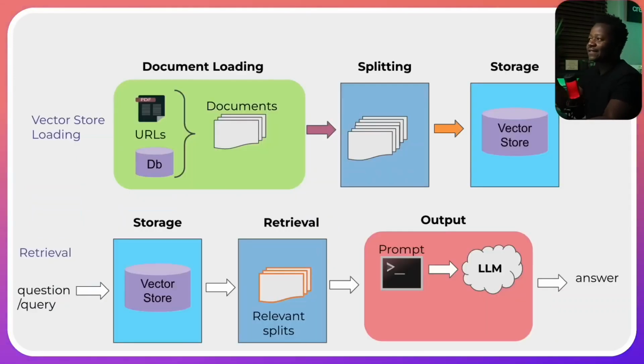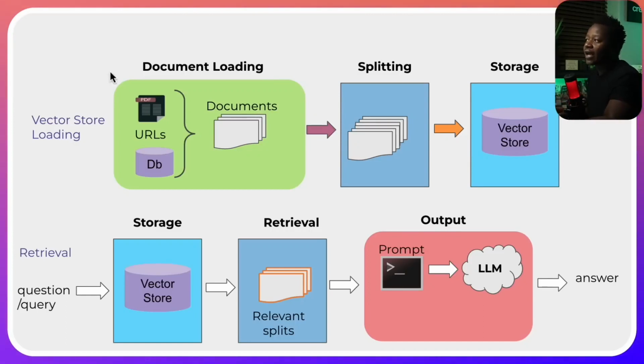So essentially, this is how it looks again. We have the vector store loading. This is not necessarily just what happens with OpenAI. In this case we're talking about it, but in general, this is what would happen.